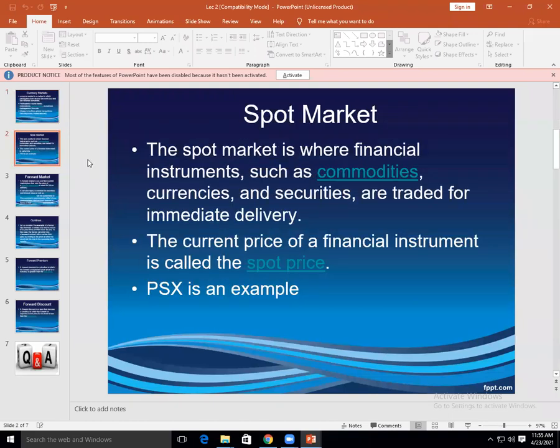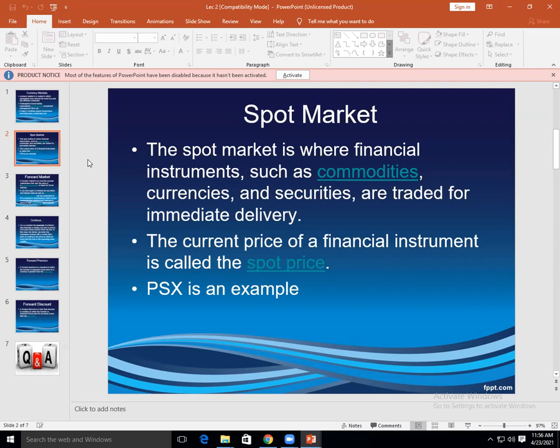Moving forward, we have the spot market. A spot market is a market where financial instruments such as commodities, currencies, and securities are traded for immediate delivery. Say you need dollars because you want to go abroad. You go to the forex market, you give Pakistani rupees, and you get the dollars. So this market is called the spot market.